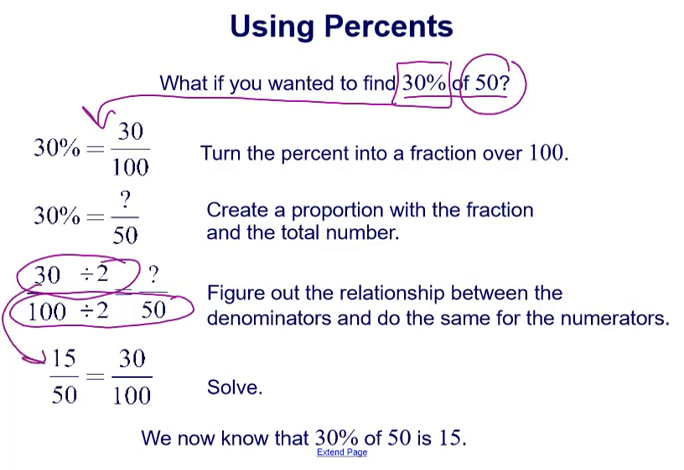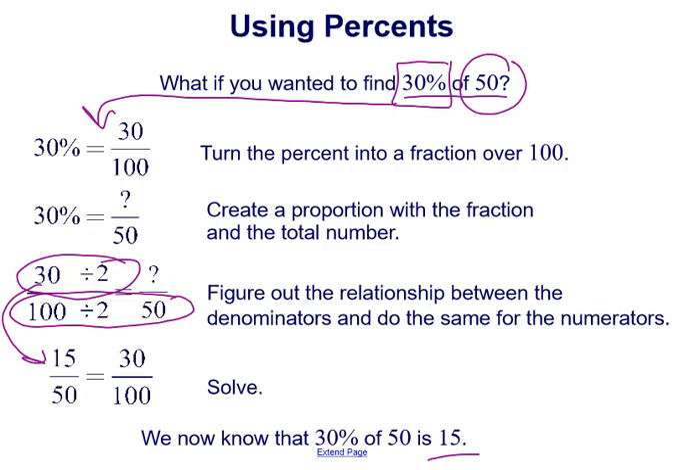That's what the question mark is representing. So 15 over 50 equals 30 over 100. That's solving for that value. So since 15 over 50 equals 30 over 100, we now know that 30% of 50 is 15.